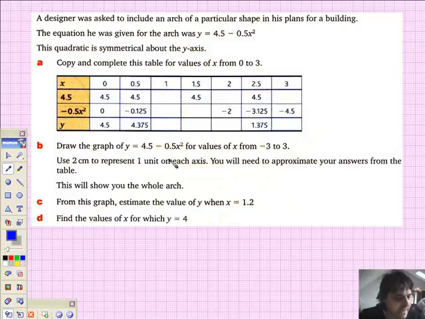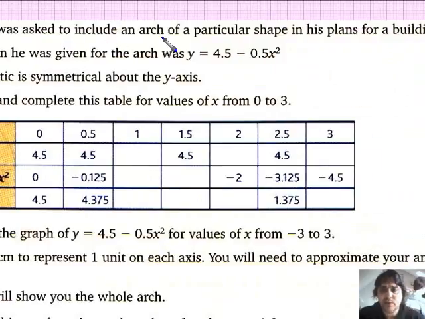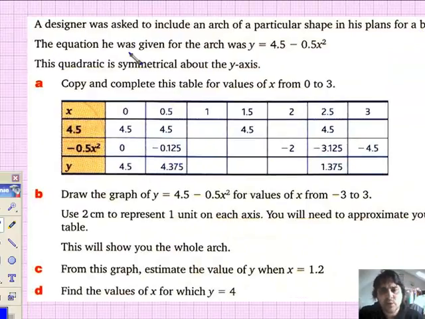Question 4 in the assess of chapter 17 is a very complicated affair, so I thought I'd cut and paste the question. It says a designer was asked to include an arch of a particular shape in his plans for a building. Now the equation he was given for the arch was y equals 4.5 minus half of an x squared. So in other words, his graph would definitely look a little bit like that, and so would the arch.